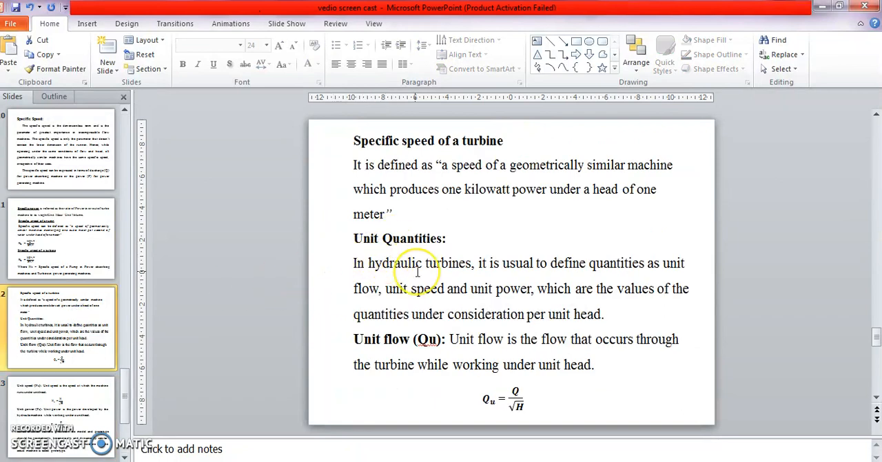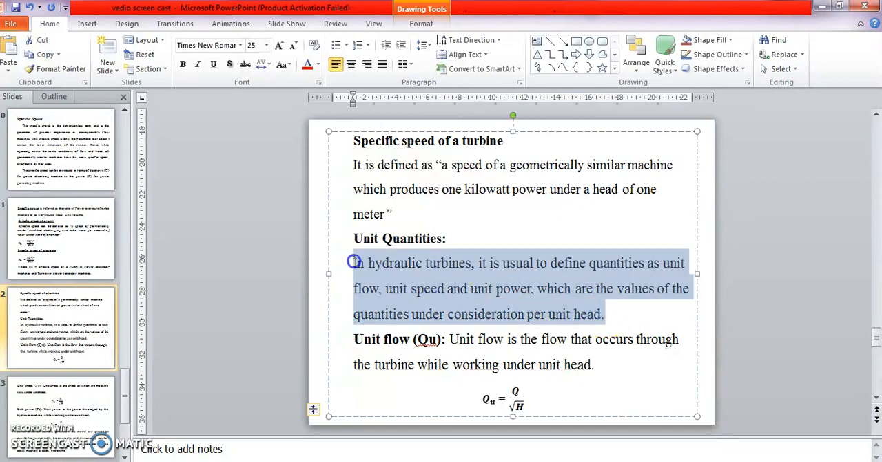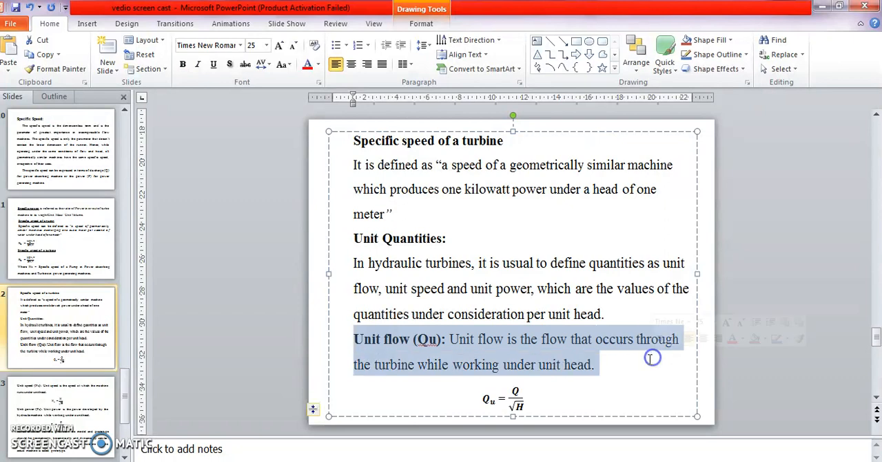So unit quantities are defined as in hydraulic turbines. It is usual to define the quantities as unit flow, unit speed and unit power, which are the values of the quantities under consideration per unit head. So we have to consider this in case per unit head. So unit flow is the flow through a turbine while working under unit head. So unit discharge Qu is equal to Q divided by square root of H, where Qu is the unit discharge or unit flow.